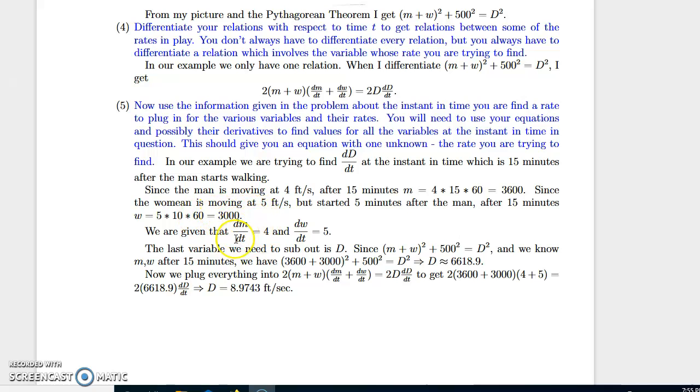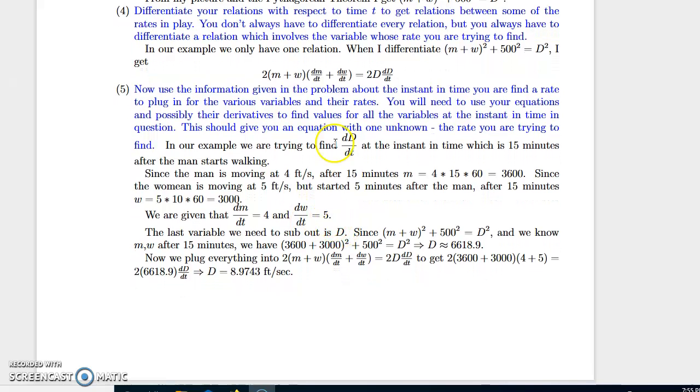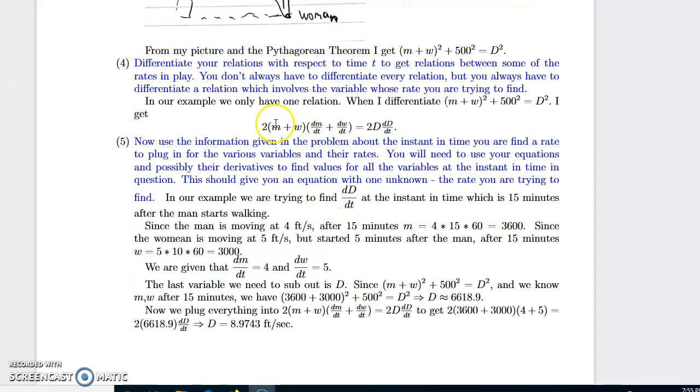The problem just straight up gives us that the man is moving 4 feet per second, so dm/dt is 4. And it gives us the woman is moving at 5 feet per second, so dw/dt is 5. Now, this has accounted for every single one of these variables on the left-hand side, but we still have to account for capital D. How can we find capital D at the instant? Well, we go back to our original relation. Our original relation had that the quantity of m plus w squared plus 500 squared equals D squared.